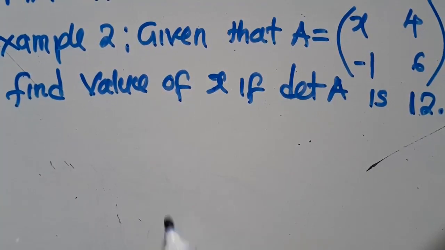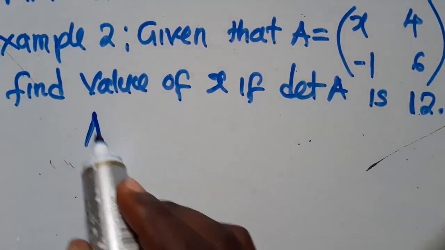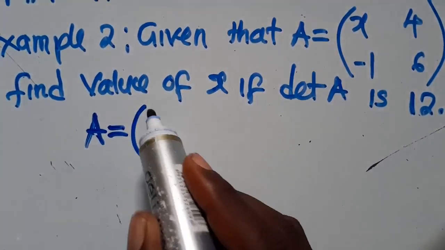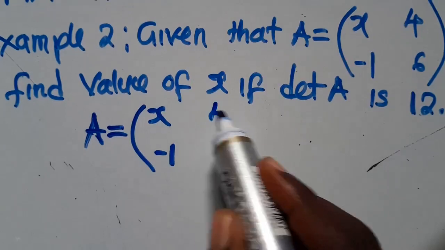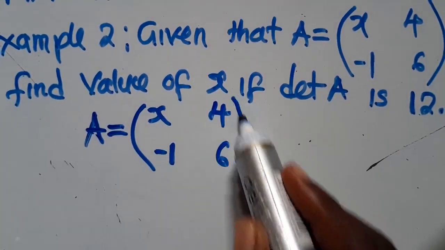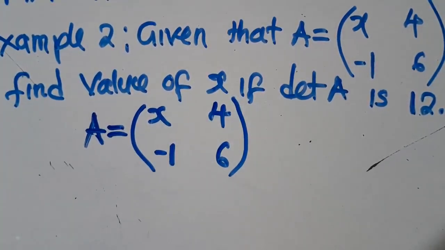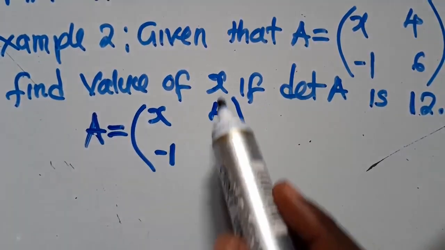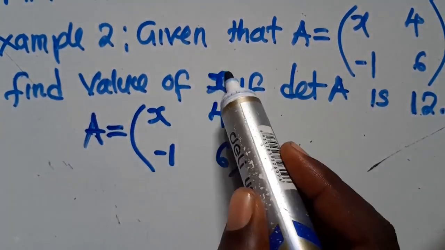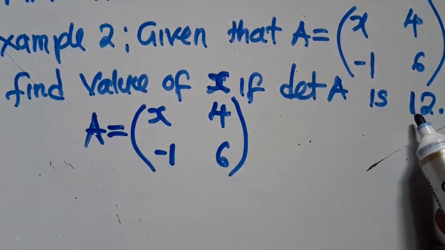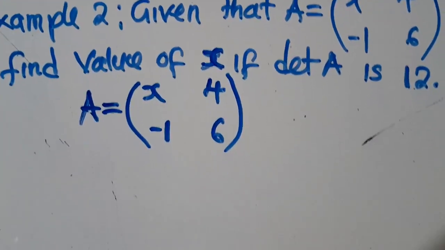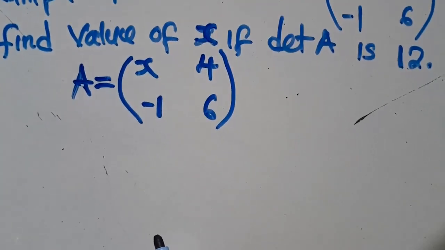So what you need to do, write the matrix which is given. This is the matrix given. We've got x there, we've got -1, we've got 4, we've got 6. This is what you are having. The question is saying you find the value of x. So we find the value of x if determinant of A is 12. So how can you do that? First, let's find the determinant.